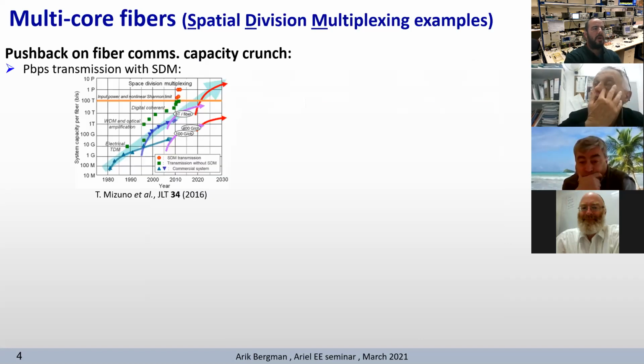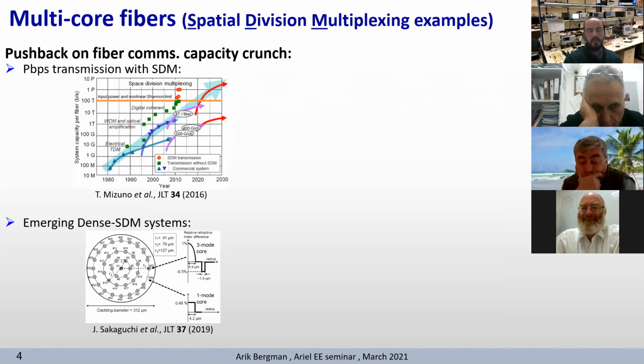These systems, more widely known as dense spatial division multiplexing, already some years ago were shown to transmit petabits per second of information over a single strand of fiber. And they continue to push forward. Just recently, a fiber with 228 spatial channels was fabricated and evaluated for its transmission properties.